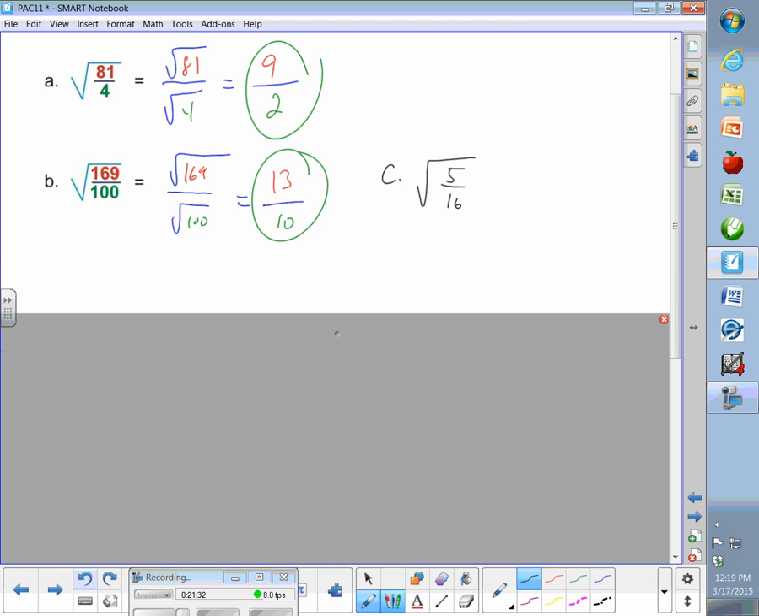Square root of 5/16. Oh no, there's no color. I don't know what to do. No earthly idea. Math's so hard.